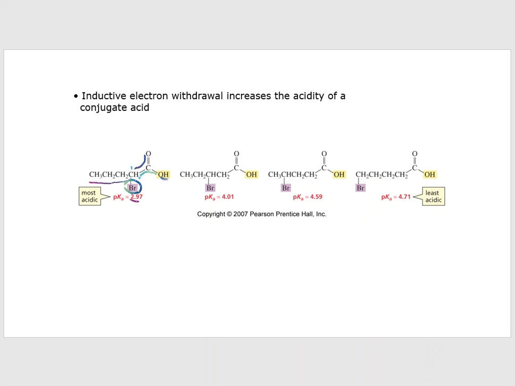So it's further away from the area that's getting donated, and because of that, it doesn't have as much of an effect as it did before. And we see that this molecule is not as acidic as the previous one, and therefore the pKa goes up. Again, remember, this is kind of like the pH scale. The higher the pKa, think of it as more basic. And that's what we have become.